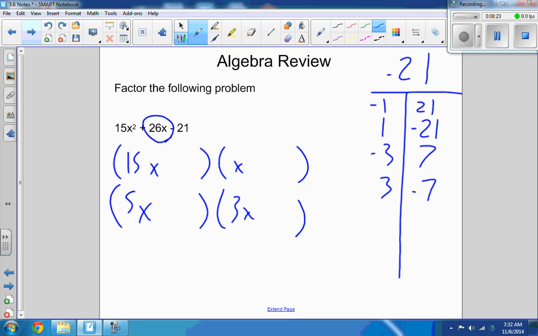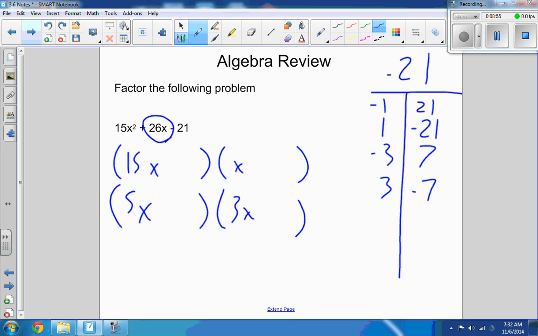15 times negative 1 plus 21. No, that doesn't give us 26. 15 times 1 minus... No, that doesn't work either. 15 times negative 3 plus 7. No. 15 times 3. No. 15 doesn't seem to be wanting to work. Let's try the 5 and 3. 5 times 3, that's 15. Minus 3 times 7 is 20. No, it doesn't really work.